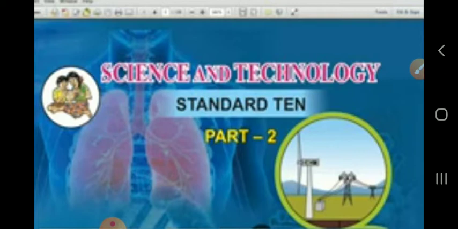As you all know, science is divided into two parts, Science 1 and Science 2. Today, I will take the lecture of Science 2, Lesson 1, that is Heredity and Evolution. Children, under this chapter, we will cover the topics in today's lecture. The first subtopic is heredity and hereditary changes.